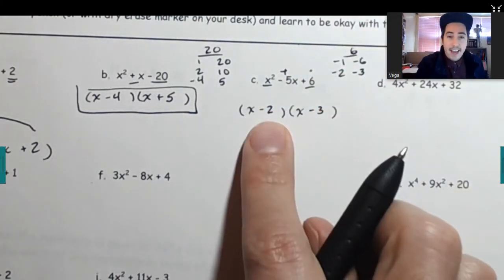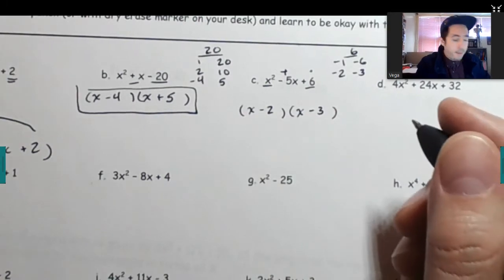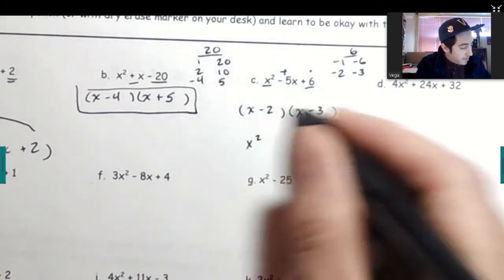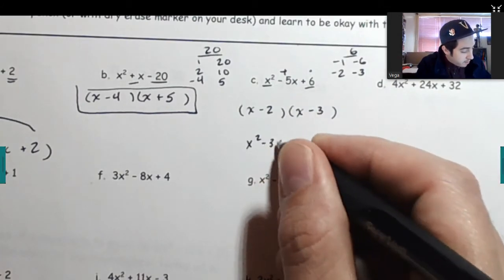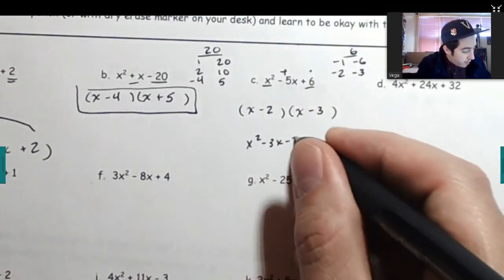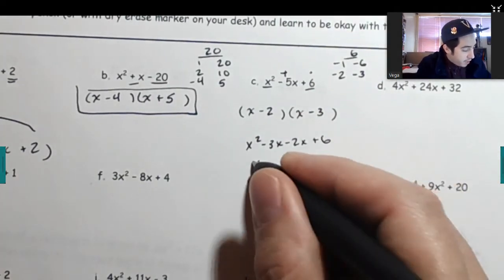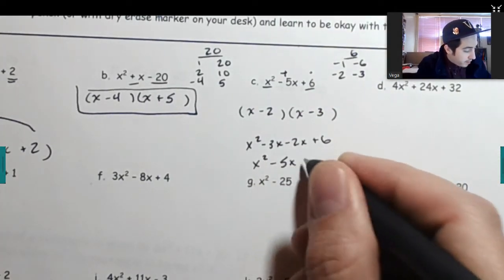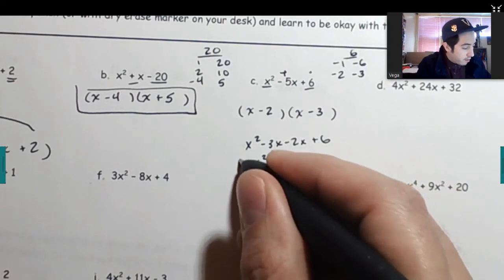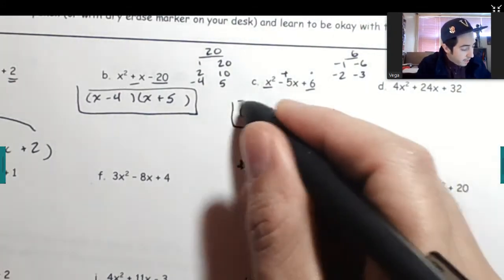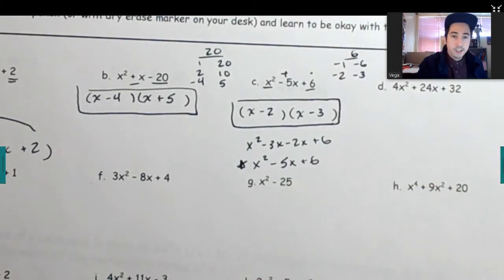Right? X, and you can always FOIL it back out to check. X times x is x squared. X times negative 3 is negative 3x. Negative 2 times x is negative 2x. Negative 2 times negative 3 is positive 6. Add them together, right? This is what you start off with. So you know that this has to be right. You can check every answer.